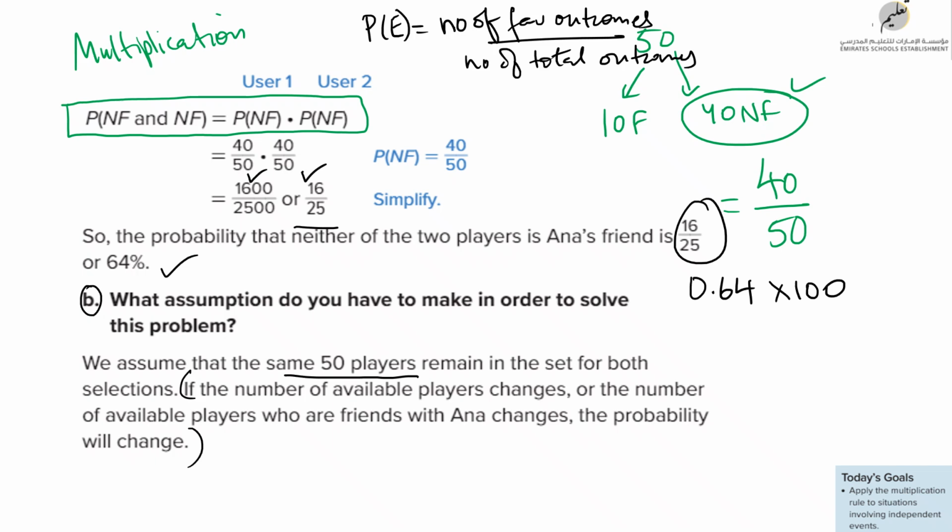Let's read together. If the number of available players changes, or the number of available players who are friends with Anna changes, the probability will definitely change, and then it will no longer be independent. So we have to make the assumption that the same 50 players are chosen and there is no change whatsoever.